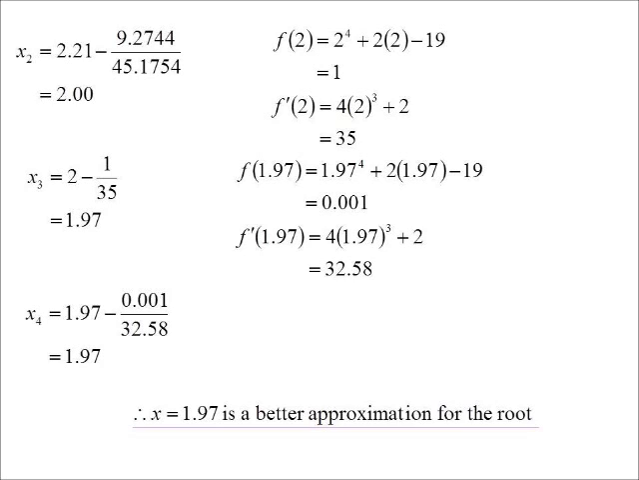So it only took 4 applications to get there this time. Had I picked 2, which I should have done when you think about it, because we knew it was between 1 and 3, if I'd chosen 2 as my first approximation, I would have gone straight there, 1.97.